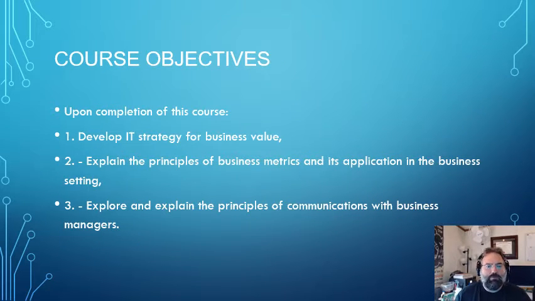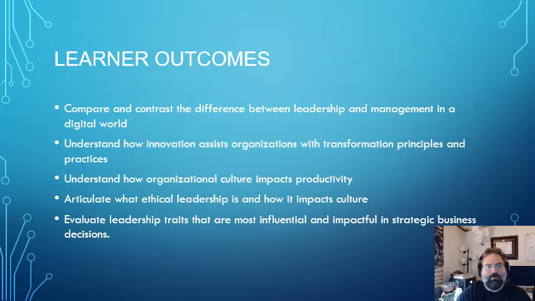The following three course objectives can be measured by, if you're successful at the end of this course, you should be able to do these things. The first one is you should be able to develop an IT strategy for business value. Then you should be able to explain the principles of business metrics. So how do we measure things inside of a business setting and how that applies in a business setting? And then we should be able to talk a bit about how you communicate with business managers, so how you share that information.